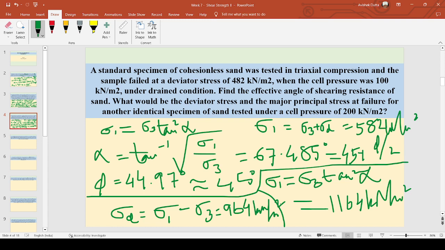So first of all, the cohesion will be equal to 0. The equation simplifies, and from it you can get the value of alpha and the corresponding value of phi. In the same equation, sigma 1 equals sigma 3 tan square alpha, we can find sigma 1 for the new cell pressure, and then the deviatoric stress equals major minus minor, that is sigma 1 minus sigma 3. I hope it is clear. I go to the next question.